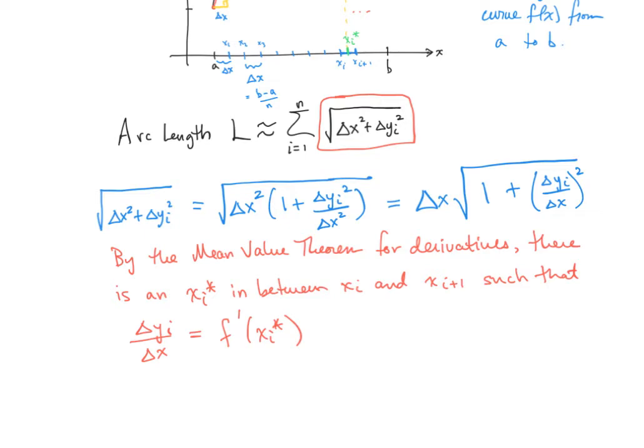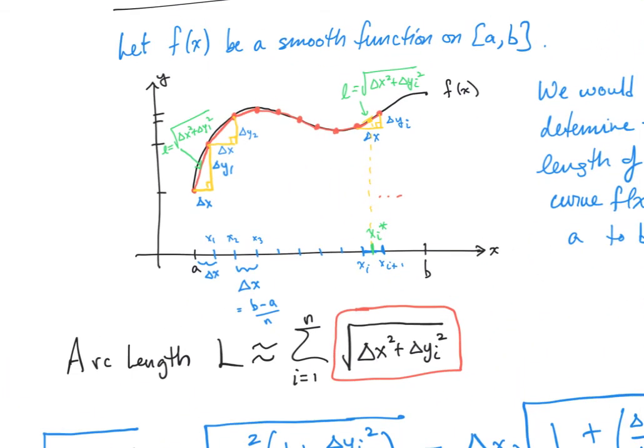And this is true for every one of these subintervals. So in each of these subintervals, I can find an x1 star, x2 star, x3 star. I can find all these, or x0 star. I can find all these places. They might not be right in the middle, right? They might be at the end. Who knows? But there's always at least one place in each interval where the slope of the secant line, the slope of each of these line segments, is equal to the derivative at some point in that interval, right?